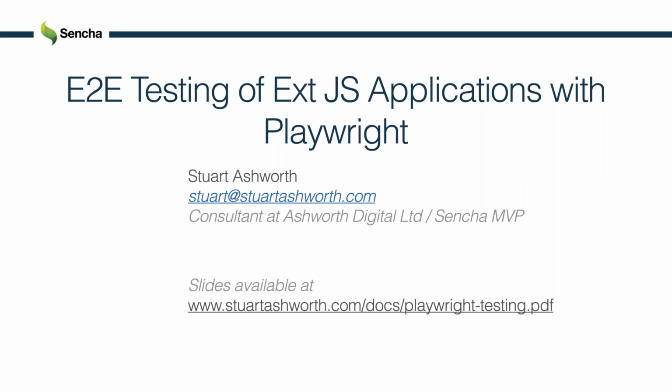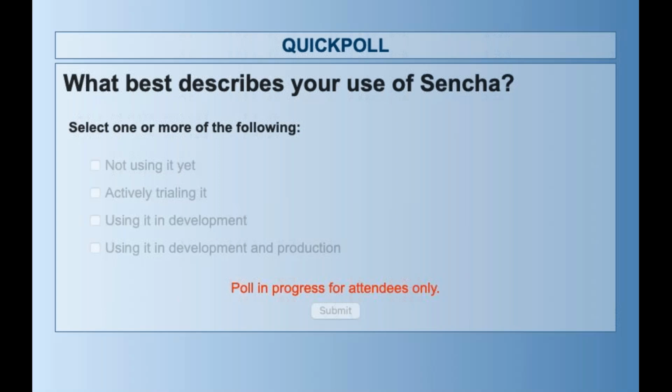Also going to quickly check which versions of Sencha you are currently using. Sorry, that's the next one. What describes your usage of Sencha at the moment? Are you not using it yet? Are you actively trialing it, using it in development, or using it in development and production? So a good number of you using it in development and production, but also just over 20% of you looking into Sencha and trialing it at the moment, and getting going. So that's great to see.